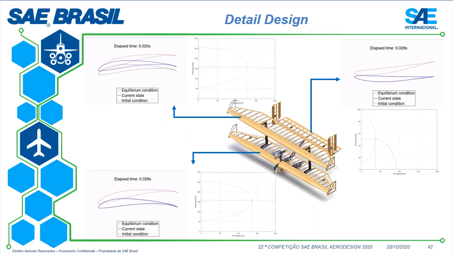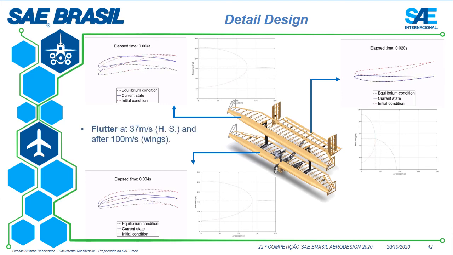A simple model to study flutter was followed. Flutter will occur at 37 meters per second in the horizontal stabilizer and after 100 meters per second in the wing, outside the flight regime. A later study, considering a 95% reduction of the wing stiffness, showed that under this condition flutter phenomenon will not occur during the mission. Real flutter speeds will occur at lower speeds, but considering the low speeds reached by the aircraft and the higher stiffness of the structure, no flutter will occur during the mission.